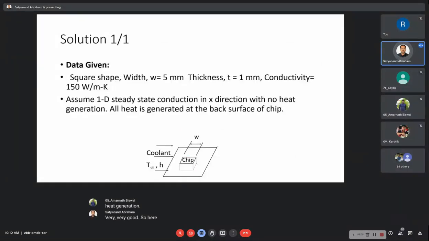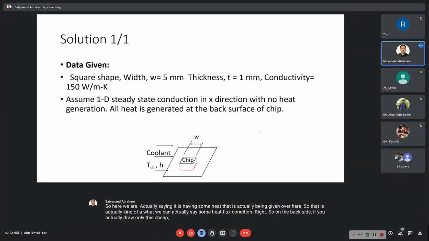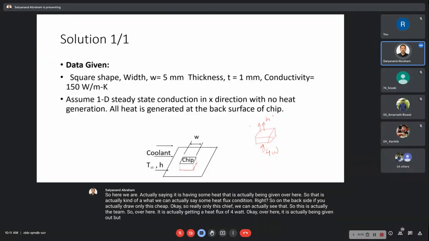So here we are saying it is having some heat that is being given over here. That is kind of a heat flux condition, right? On the back side, if you draw only this chip, we can see that it is getting a heat flux of 4 watt. Over here, heat is being given out, but to h into delta T.